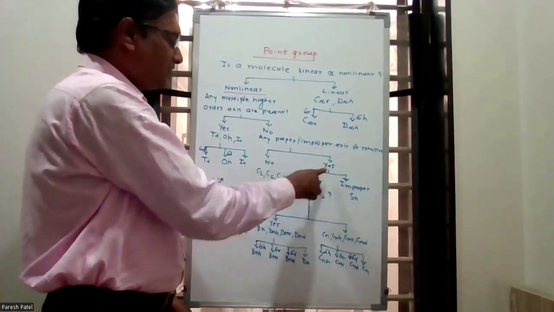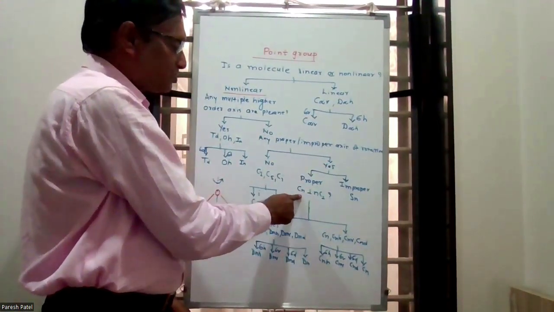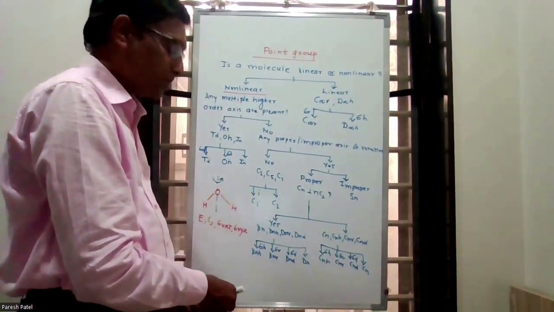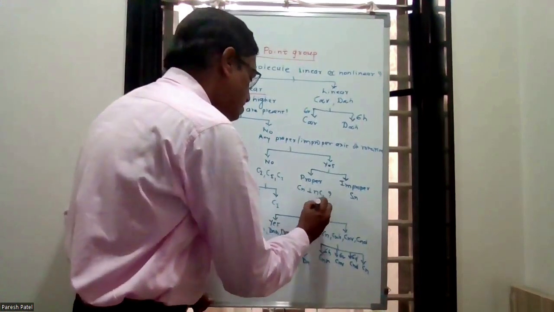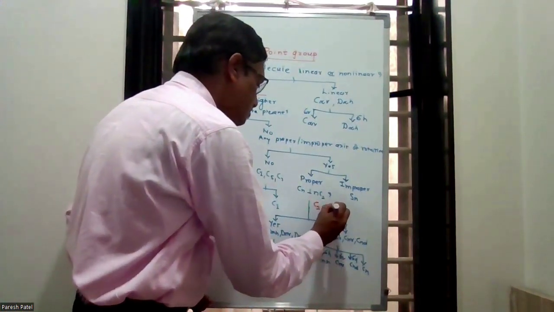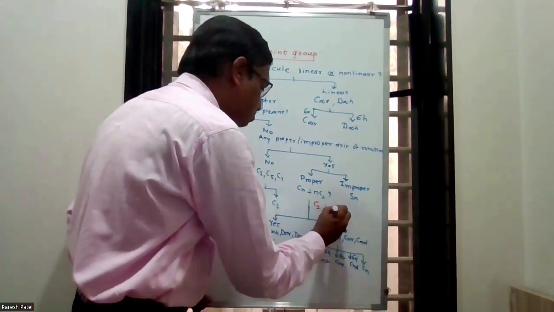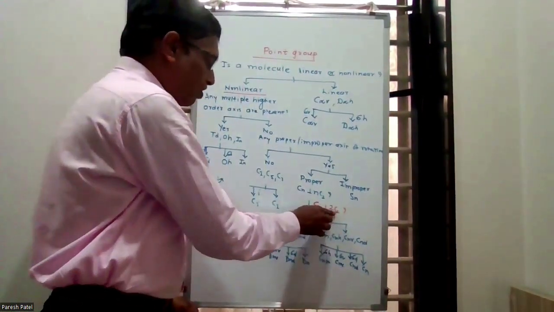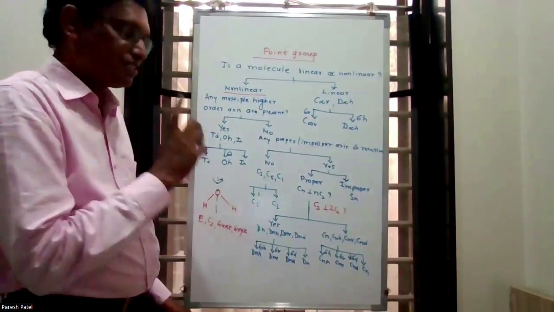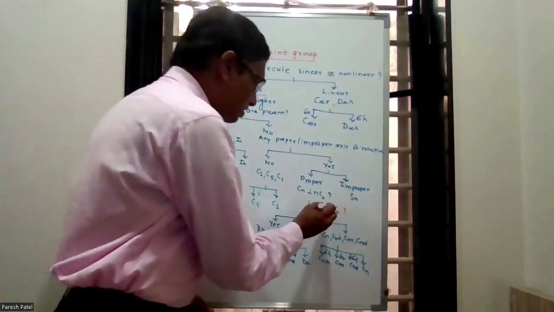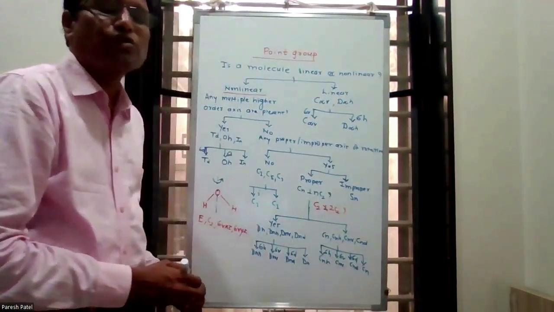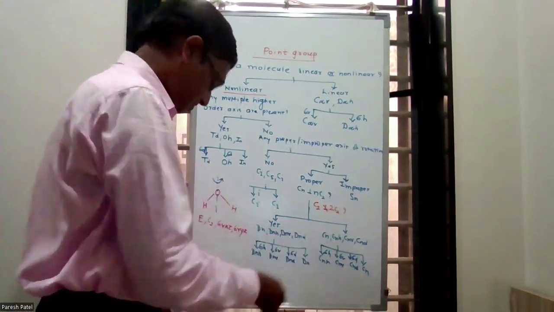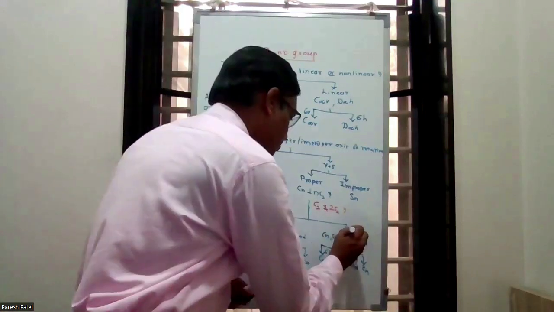Then in the case of the proper axis, we have to check whether C2 is perpendicular to two C2s. No. The water molecule consists of only one C2. So C2 isn't perpendicular to two C2s. It means we have to go for the C option.